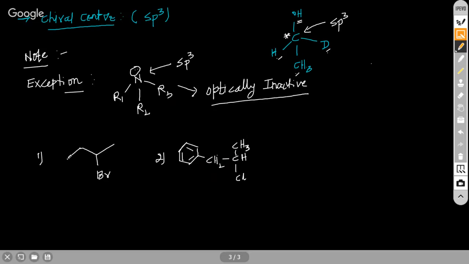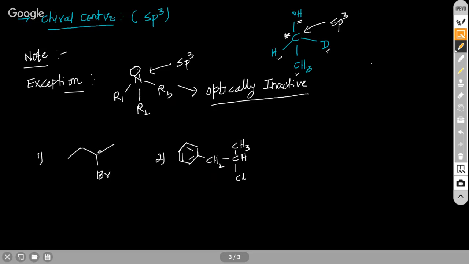This carbon is sp3, fine, but we have 3 hydrogens present, so it cannot be a chiral carbon, right? The condition is what? sp3 hybridized and 4 different atoms or groups attached, right? So this is sp3, but we have 2 hydrogens here, 3 hydrogens here, not possible. This carbon is also sp3, but 3 hydrogens here, not possible.